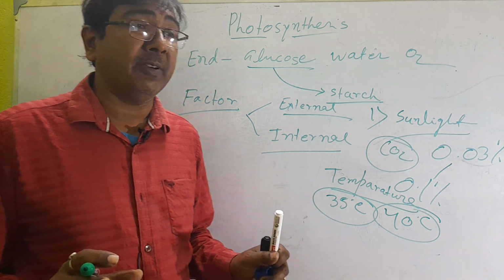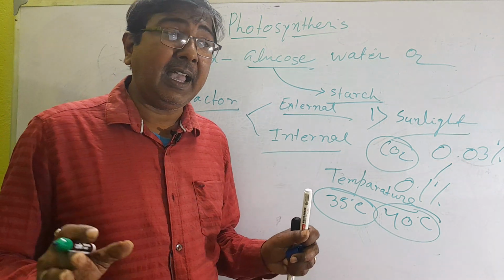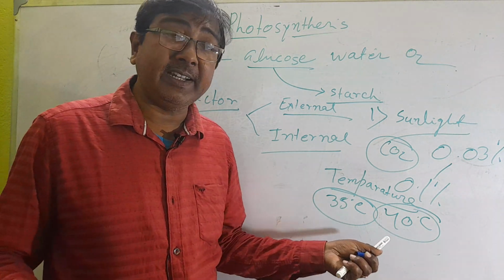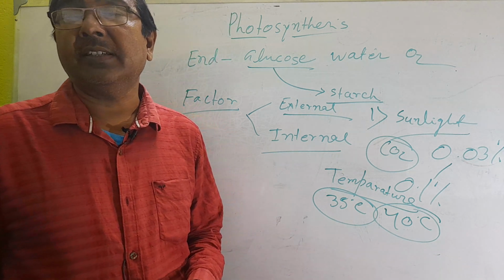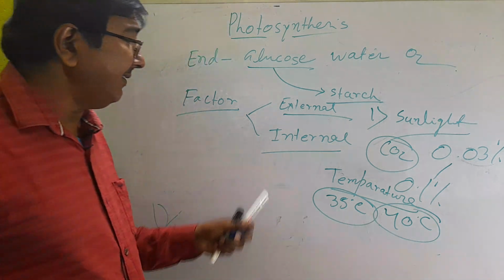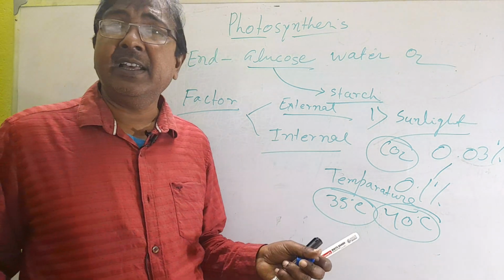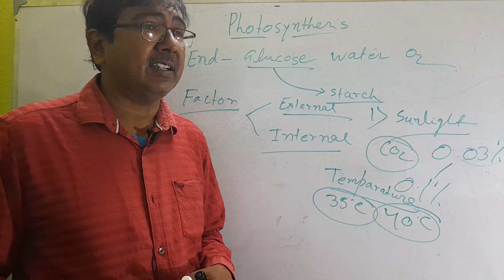Solarization is also an important point. What is solarization? The destruction of chlorophyll above 40 degrees Celsius temperature. This is called solarization. Okay, this is also important. And the internal factors are chlorophyll and leaf area. These are the internal factors.